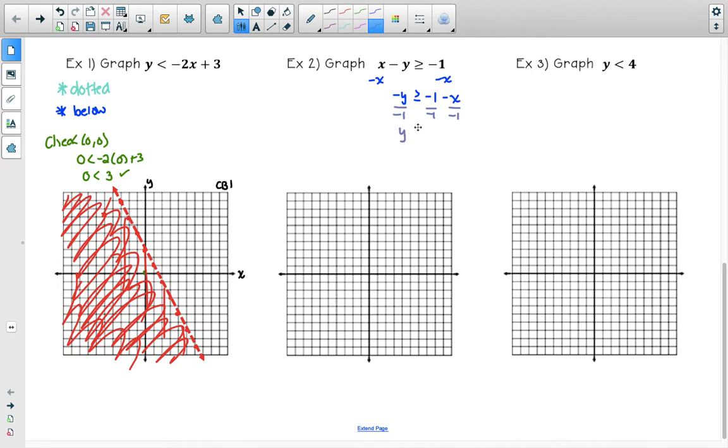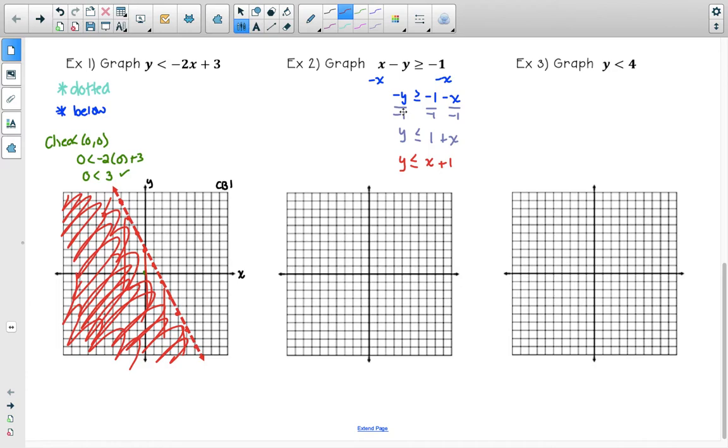So we'll have y is, since we just divided by a negative with an inequality, we must flip that inequality. -1 divided by -1 is a +1, and a negative x divided by a -1 is a positive x. So we can rewrite this as y is less than or equal to, let's put the positive x first, and then the +1.